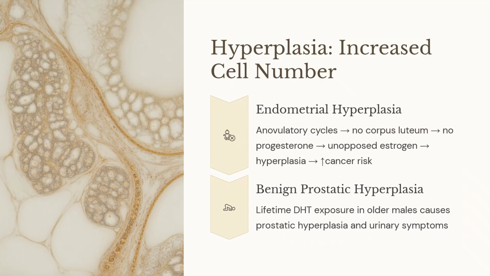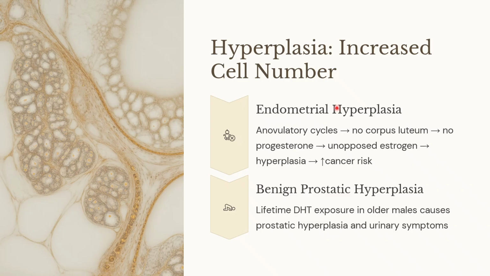What is hyperplasia? Hyperplasia is increased cell number, whereas hypertrophy happens when there is increased cell size. So endometrial hyperplasia is typical when the endometrial cells increase in number. When does this happen? In an anovulatory cycle, there is no ovulation. Only after ovulation will the corpus luteum be formed, which will be releasing the progesterone.